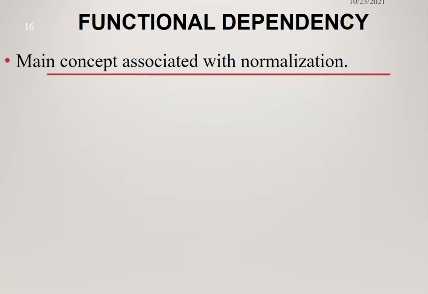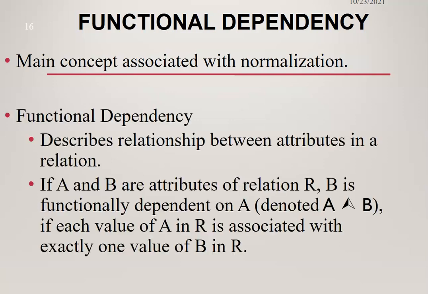So, functional dependency. You cannot discuss normalization, or attempt normalization, unless you are well conversant with the aspect of functional dependency. Remember, we said that normalization will try to establish the relationship that exists between attributes of the same entity or attributes of the same relation. So a functional dependency describes the relationship between attributes in a relation.